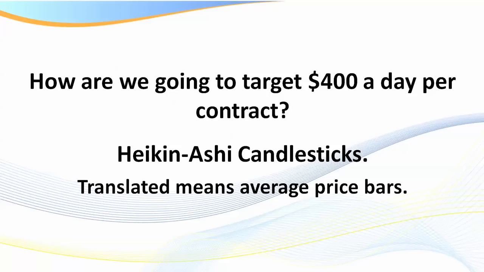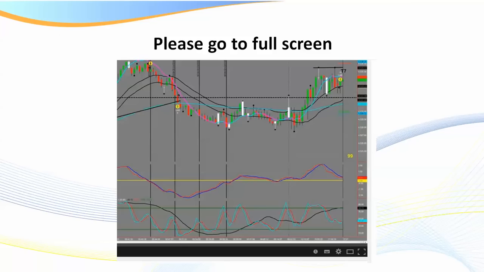And Heikin Ashi, for many people, they love doing it. Heikin Ashi, of course, is a Japanese candlestick, and translated it means average price bars. Now our goal in our course is to achieve $400 a day per contract. One of the best ways of doing that is, of course, to be trend trading, or to recognize when you have a change in trend, and Heikin Ashi can actually help you in that area.